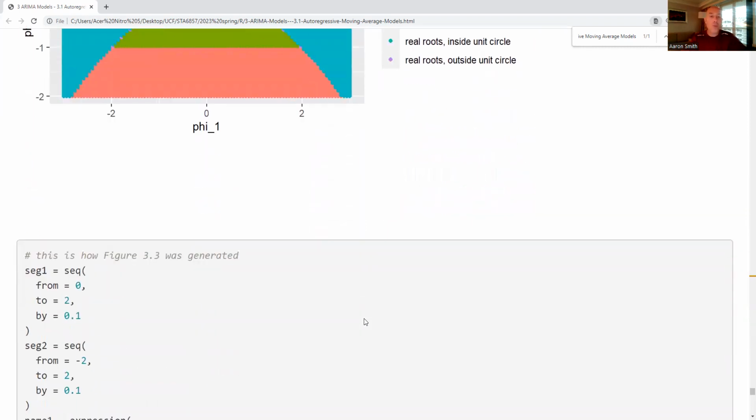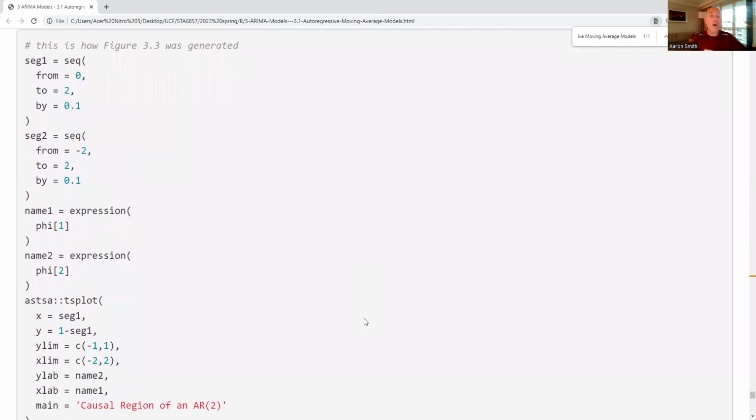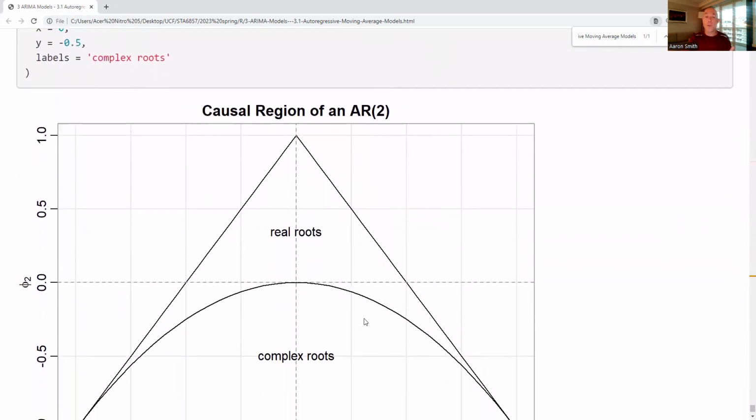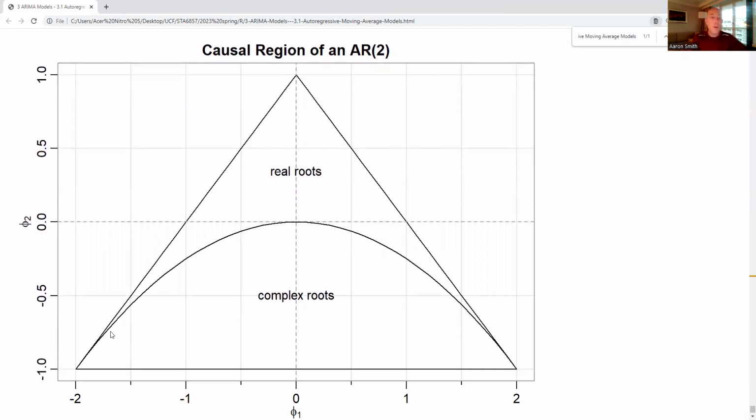Now, the authors of the textbook wrote code to show the same thing. The difference here is that they mathematically worked out the details and then they plotted the results. The code that I just showed you with all the colors is generating the polynomial, computing its values, and then plotting the points in a manner to show you visually what's going on. The theory way is the better way, but it's always good to do computations to confirm. And so here, inside this triangle, is where we will have a causal and invertible process. And we can see this region has real roots, this region has complex roots.